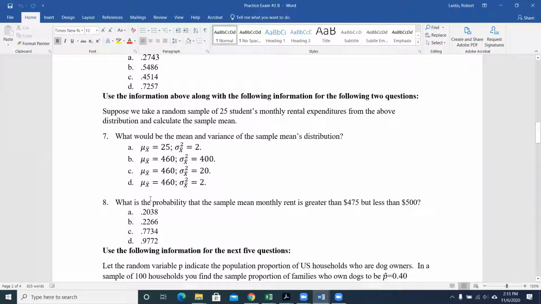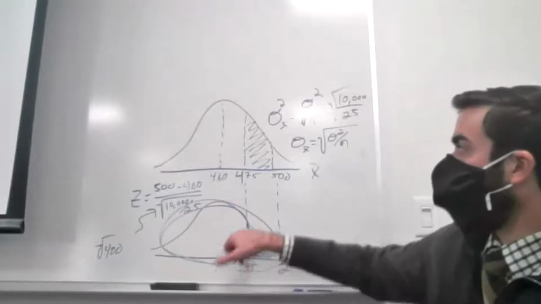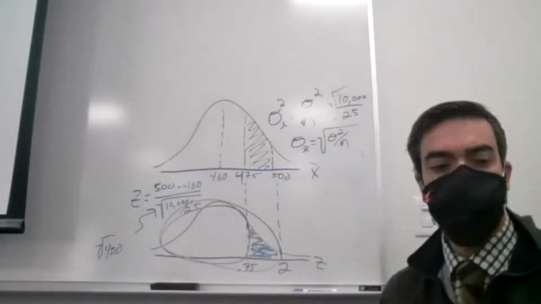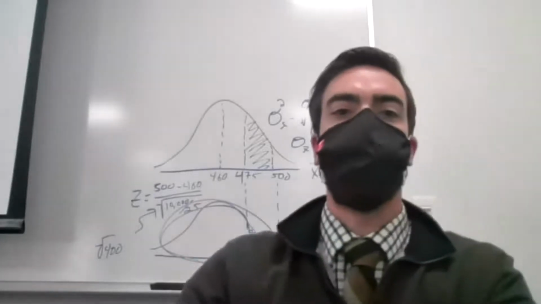That's the general process. Any questions on any of those problems? Just kind of a reminder. So we found the area to the left here was like 0.77 something. Area to the left here was 0.99 something. We subtracted the smaller from the larger, and that's how we got our answer. Okay.